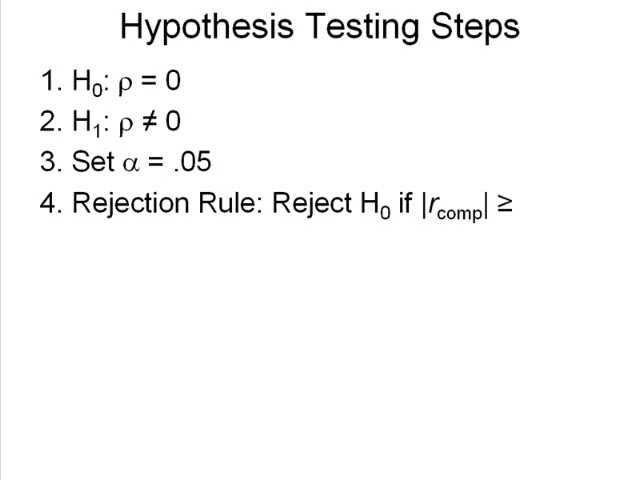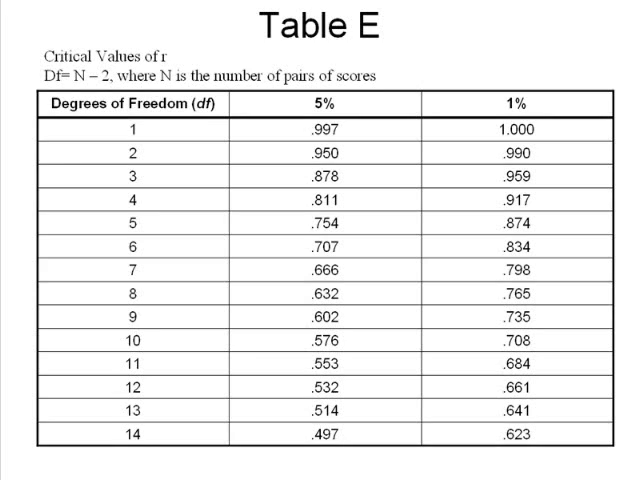Now we do our rejection rule. Step four is the rejection rule: reject the null hypothesis if the absolute value of R comp is greater than or equal to some number. Now where do we get that number? Well, in this case, it's probably easiest to get it from the appendix in the back of our statistical book. At the time of recording, that table is table E. But since the editions of the books change, it may be different for you. But there should be a table that has the critical values of R scores. And here's what it looks like at the present time.